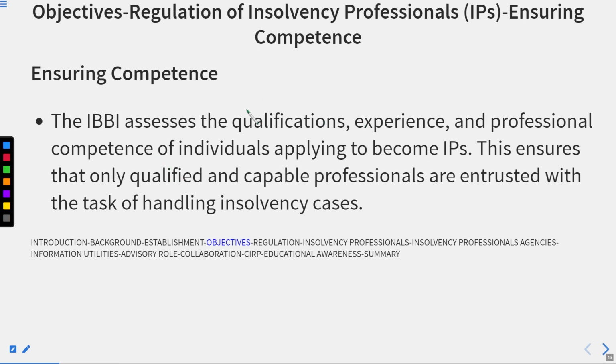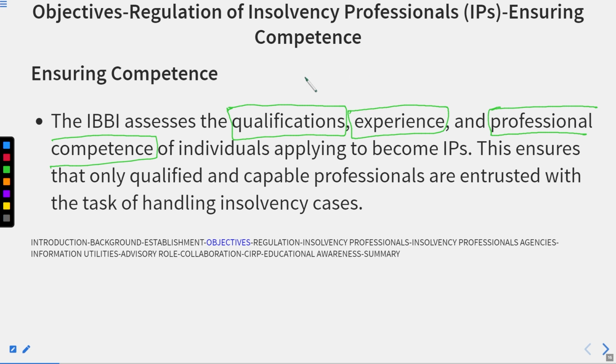They ensure the qualification of that particular individual, the experience of that particular individual, and the professional knowledge, or you can say professional competence, of that particular individual.